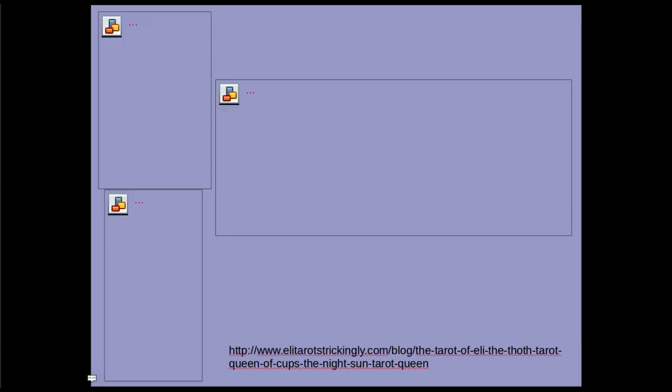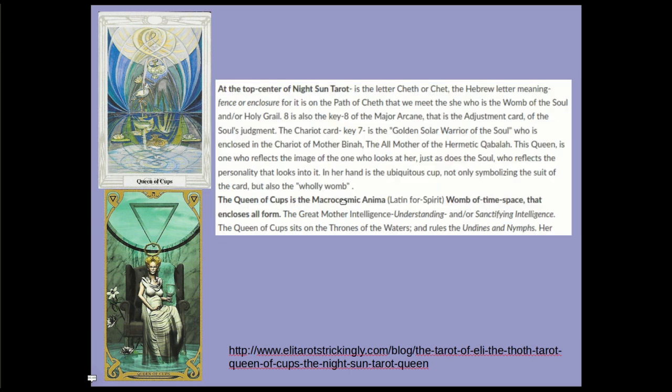And in the previous one, she is, here, the Queen of Cups, womb of time-space that encloses all form, the great mother intelligence, understanding and sanctifying intelligence. The Queen of Cups sits on the throne of the waters and rules the undines and the nymphs, and she is holy womb. It is her hand in the ubiquitous cup, not only symbolizing the suit of the card, but also the holy womb.